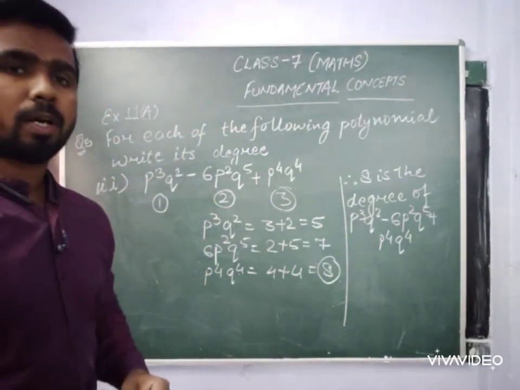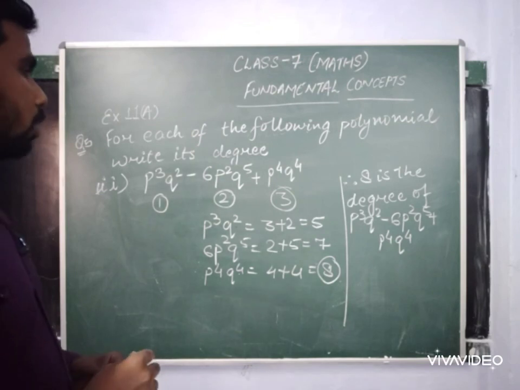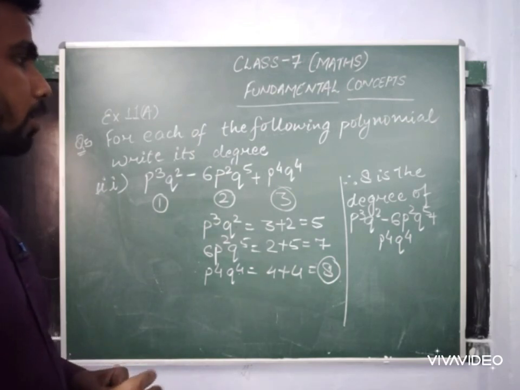So I hope you have understood how to take out the degree for the polynomial and monomial. If you are having any difficulty in taking these out, then do ask me.